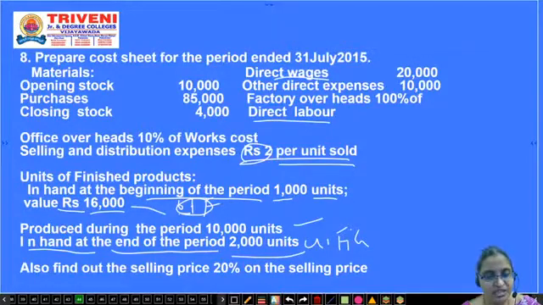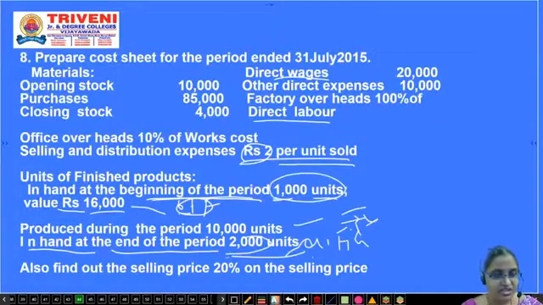They mention only the units but the rupees was not given. So closing finished goods is 2,000 units but the amount was not given. But they said opening finished goods 1,000 units, 16,000 rupees. Both were given. But for closing finished goods only 2,000 units were given, not the rupees. It is found with the help of the formula.